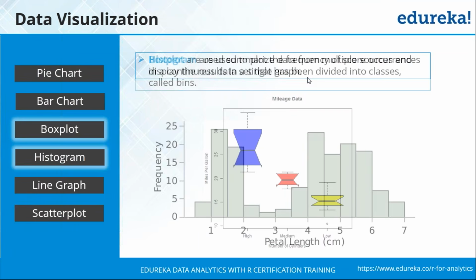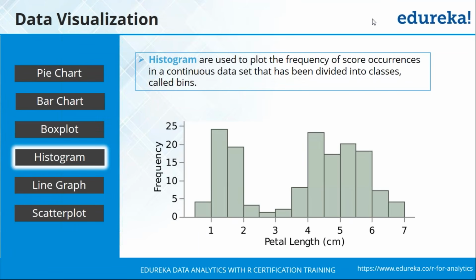Now the next type is the histogram. Histogram is one of the easiest graphs that you can work with. Histograms are basically used to plot frequencies of continuous data. This is one of the most common kinds of graphs that you will be preparing as part of R, apart from scatter plots.